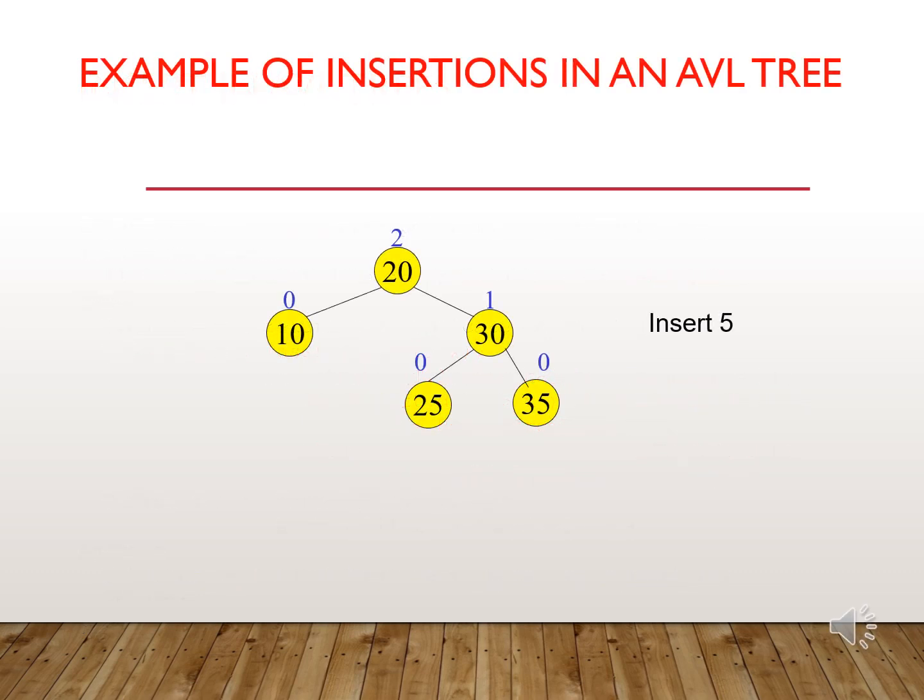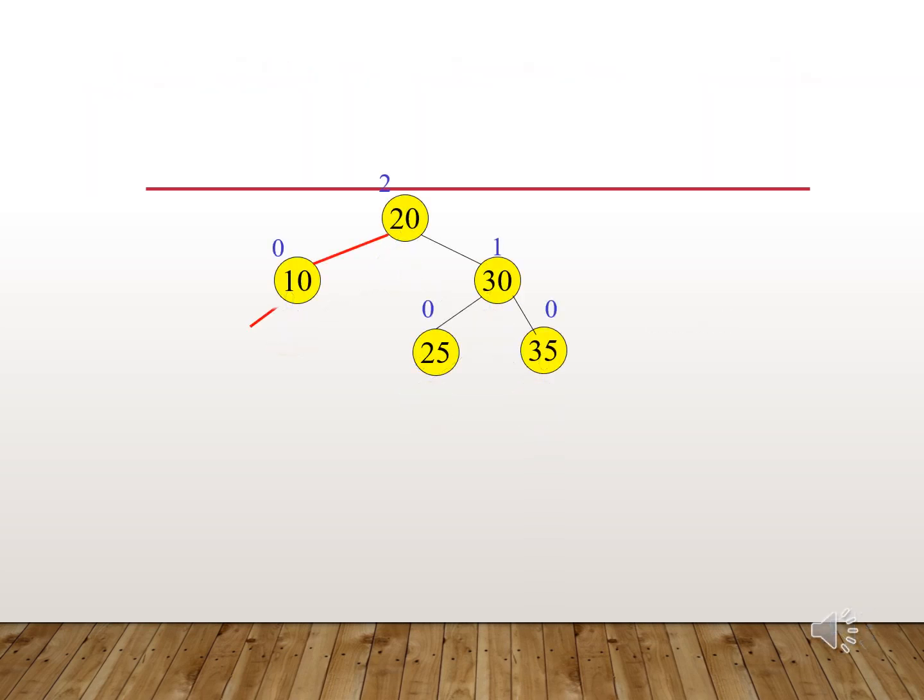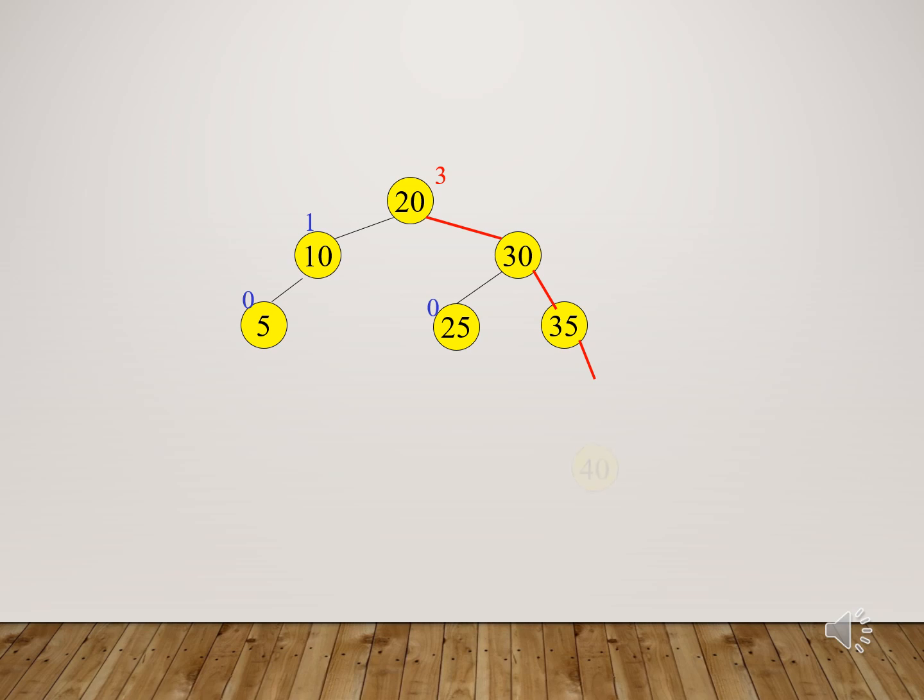Now we'll take up some examples of insertions in an AVL tree. Consider the tree in front of you. It follows the AVL property. Now we'll insert 5 into this tree and see if it would still follow the AVL property. We observe that after inserting 5, it still follows the AVL property. Now we will insert 40 into it and see what happens. After inserting 40 into the tree, it's still following the AVL property.